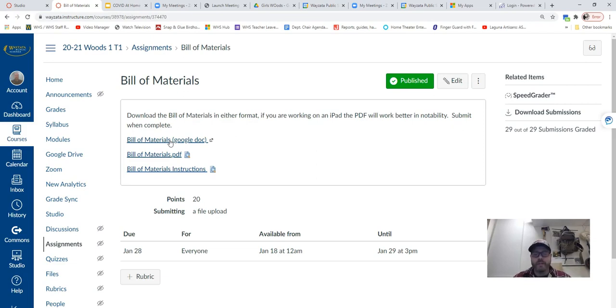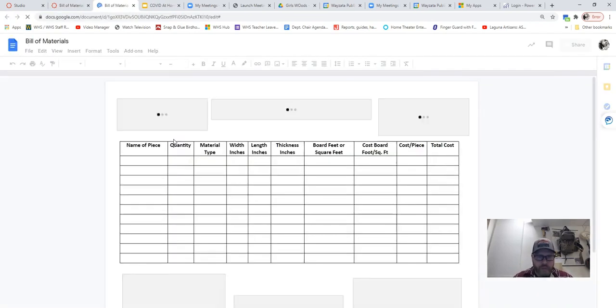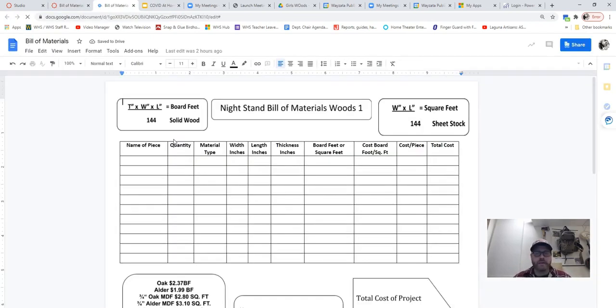You could open it up as a PDF and just write the numbers in on Notability. And there's also this quick sheet of instructions that if you forget what you're doing, that might be a really useful tool. I'm going to open it up in a Google Doc because it is easiest for me to type so that you guys can see it.